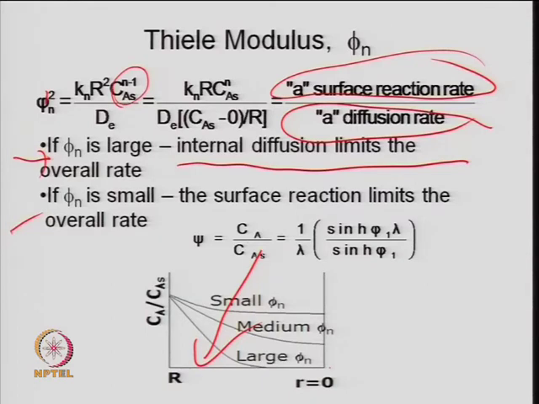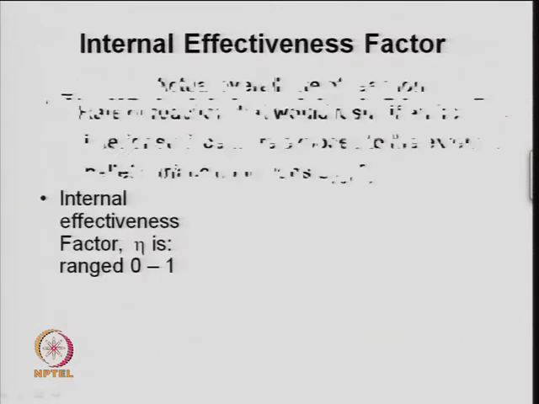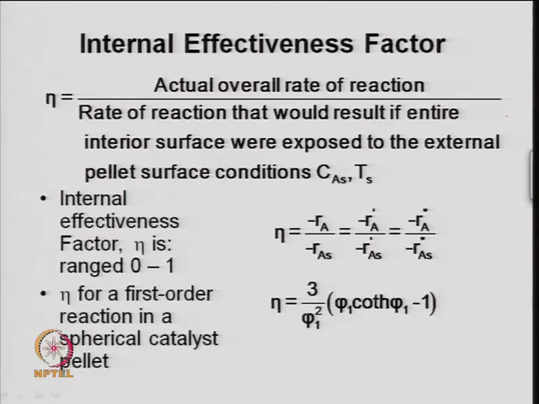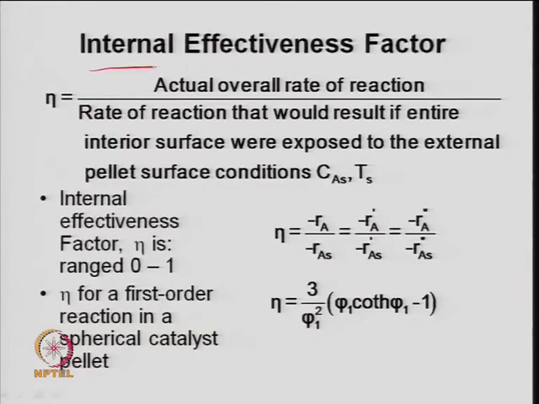C_A by C_S we have already defined as 1 by lambda, sinh of phi lambda divided by sinh of phi. Once this is known, one can get an idea of how much the rate is lowered because of diffusion. I said that when there is a diffusion resistance, the rate will lower down. How much is the contribution of the diffusion resistance? One can very easily find out by defining another parameter of the catalyst, which is known as the internal effectiveness factor.